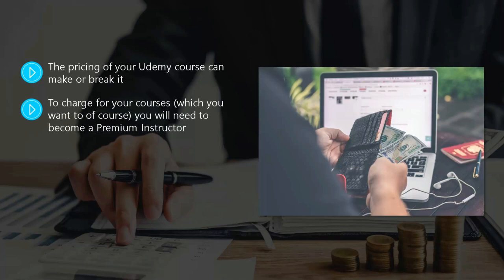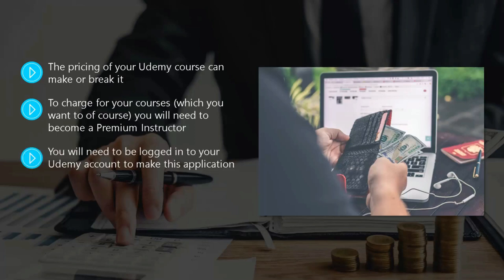To charge for your courses, which you want to, of course, you will need to become a premium instructor. You need to make an application to Udemy for this. Don't worry, it's not as bad as it sounds, by going here. You will need to be logged into your Udemy account to make this application. It will take Udemy a couple of business days to get back to you. Udemy set out their guidelines for course pricing here.